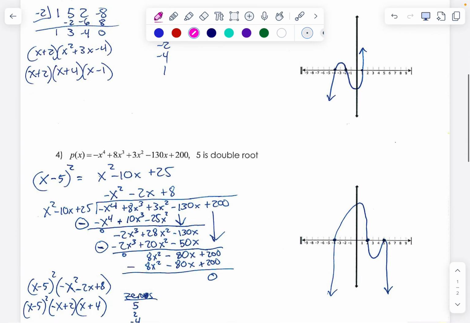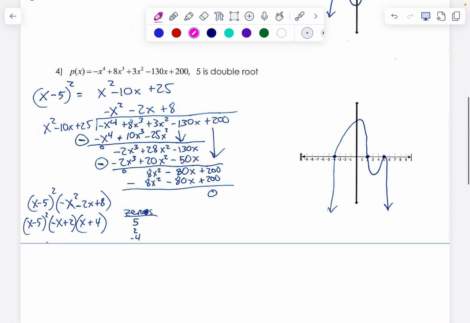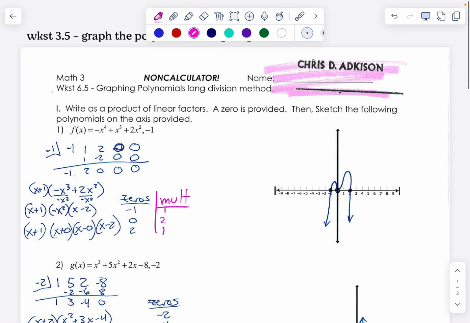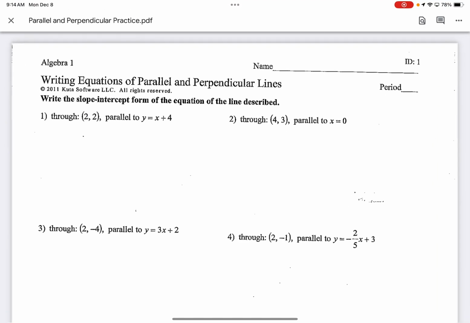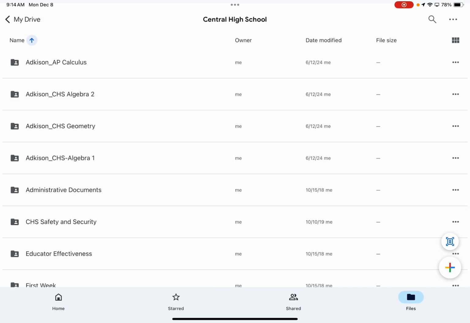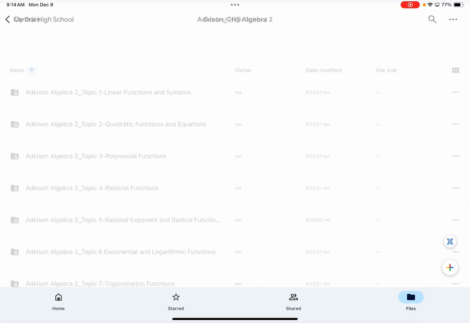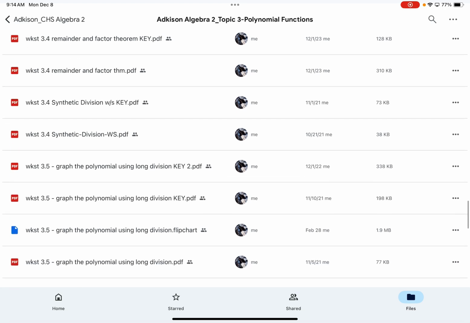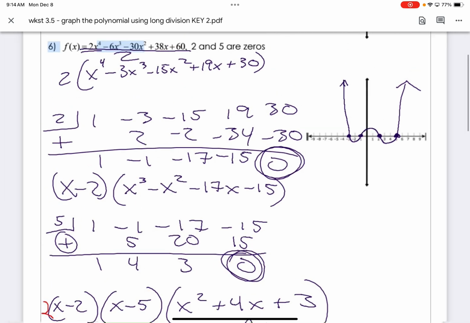Okay. 2, 3, there is no 3. 4 we did last week. And then, where's the rest of it? What the heck? Well, we might be doing it anyway. All right, there's 6.